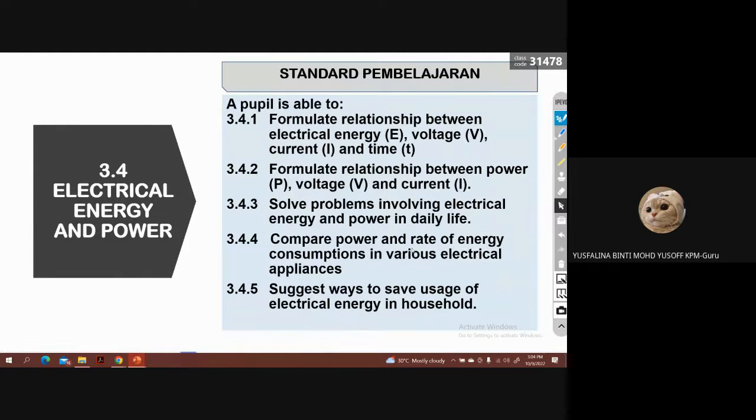This one is, let's say, how much you need to pay for the electric bill for this month. So we will try to calculate the electrical energy by using the formula E equals PT. That one we discuss. And the last one is 3.4.5, ways to save usage of electrical energy in the household, so how you want to save energy. So we start now.